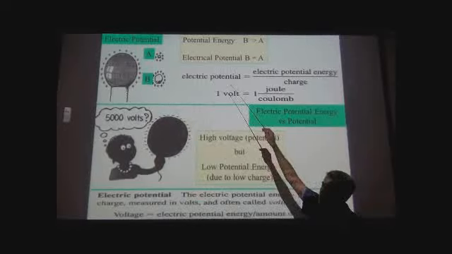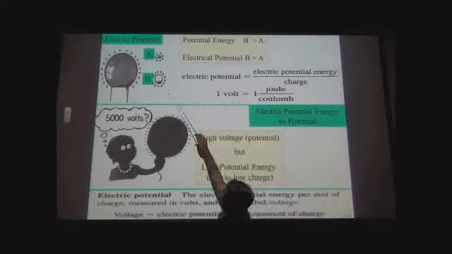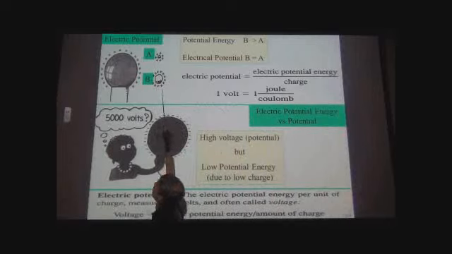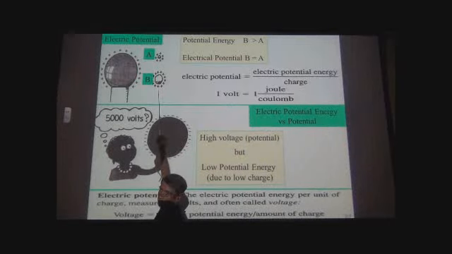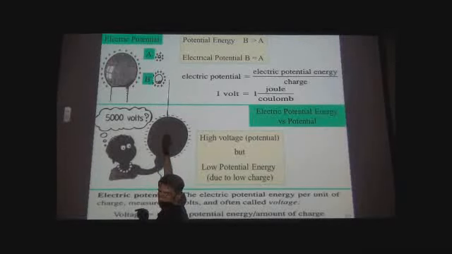So the potential energy of B is greater than the potential energy of A because there are more charges in B. However, that's the potential energy. The potential, which is the potential energy per unit charge, is the same for the two of these, right?